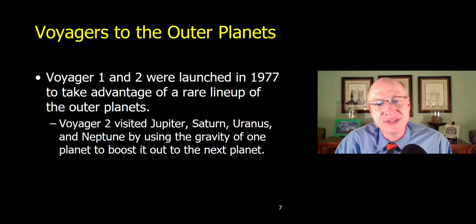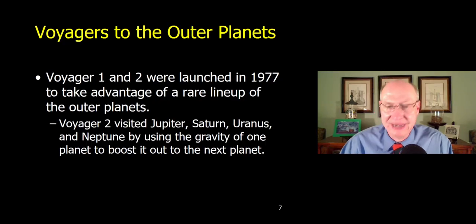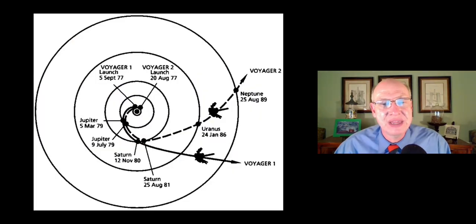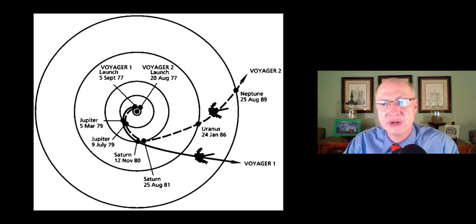So Voyager 2 visited Jupiter, Saturn, Uranus, and Neptune, and it used the gravity of one planet as a slingshot to fling it on to the next planet. So here is the position of Jupiter in 1979 when it was visited by Voyager 1 and Voyager 2, and then Saturn. Voyager 1 was flung out of the solar system after visiting Saturn in 1980. Voyager 2 was then flung onto Uranus, and from there onto Neptune. That was the Voyager 1 and Voyager 2 missions.